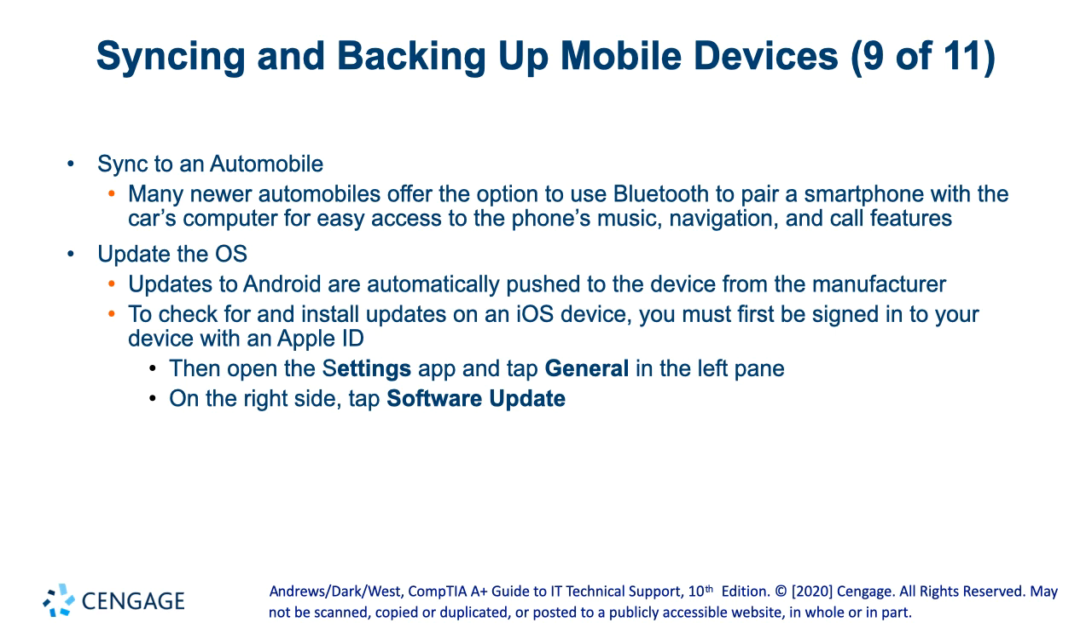Updates to Android are automatically pushed to the device. To check for and install updates on an iOS device, you must first be signed in to the device with your Apple ID. And then you go to Settings, the General tab, and go to Software Update.